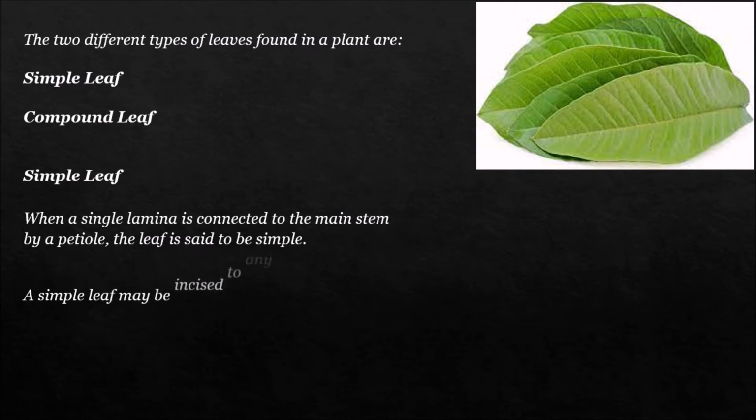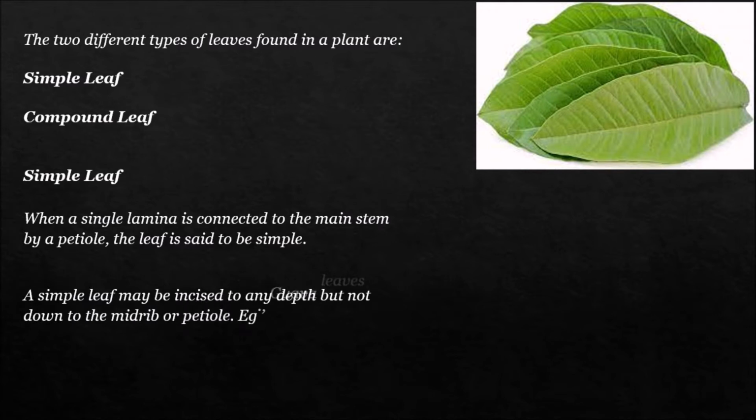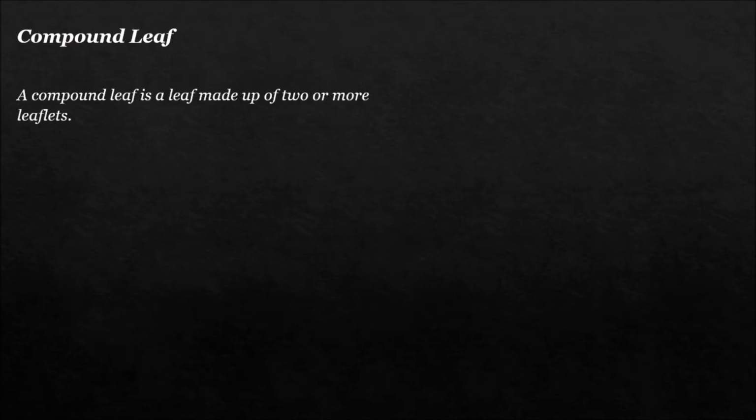A simple leaf may be incised to any depth but not down to the midrib or petiole. Example, guava leaves. So a simple leaf may be incised to any depth but not down to the midrib, which we can see in the image of the guava leaves here. Compound leaf. A compound leaf is a leaf made up of two or more leaflets. So a leaf which is made up of two or more leaflets is considered as a compound leaf.